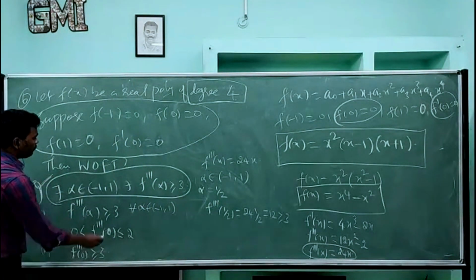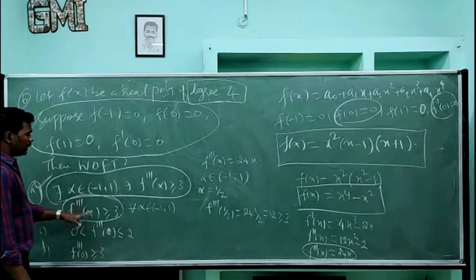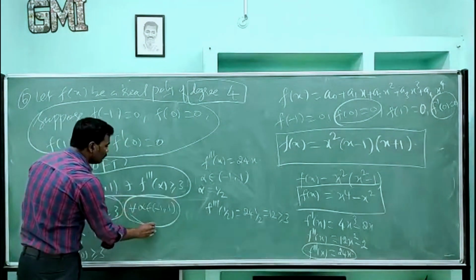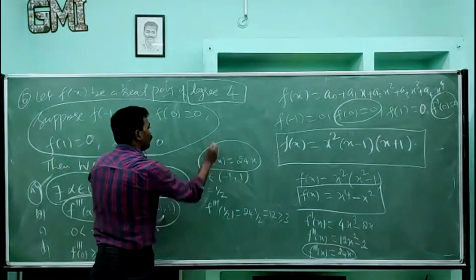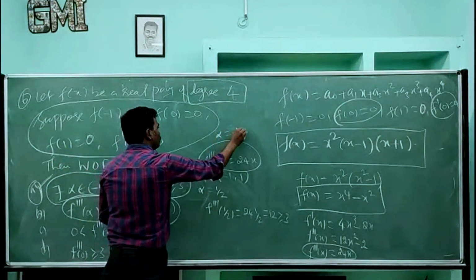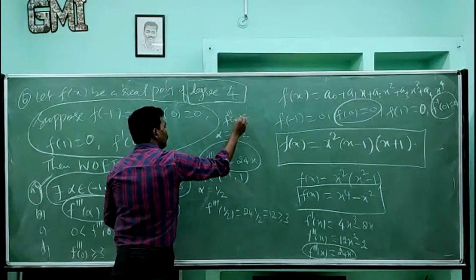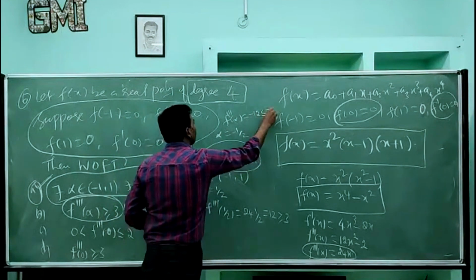What about option B? Option B says that f triple prime of alpha is always greater than or equal to 3 for every alpha. But that is not true. For every alpha means this is not true. When alpha equal to -1 by 2, f triple prime of alpha equals -12, which is less than 3.